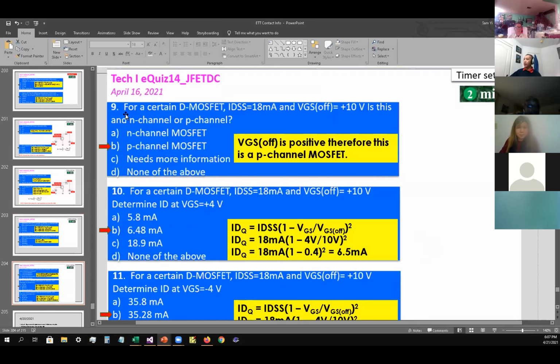All right, number 9, for a certain D MOSFET. So this is the depletion MOSFET. IDSS equals 18 milliamps and VGS off equals positive 10 volt. Is this an N channel or a P channel? Very good. Because your VGS is positive, therefore it's a P channel MOSFET. Determine ID at VGS equal positive 4 volt.